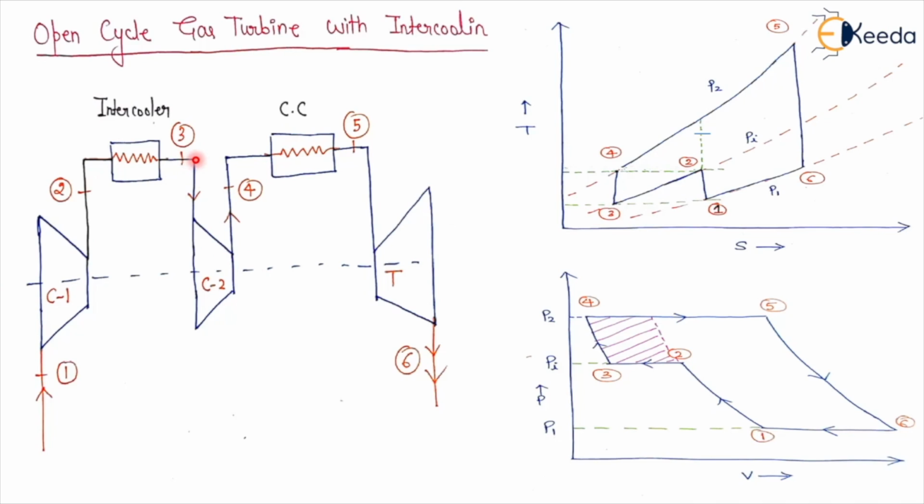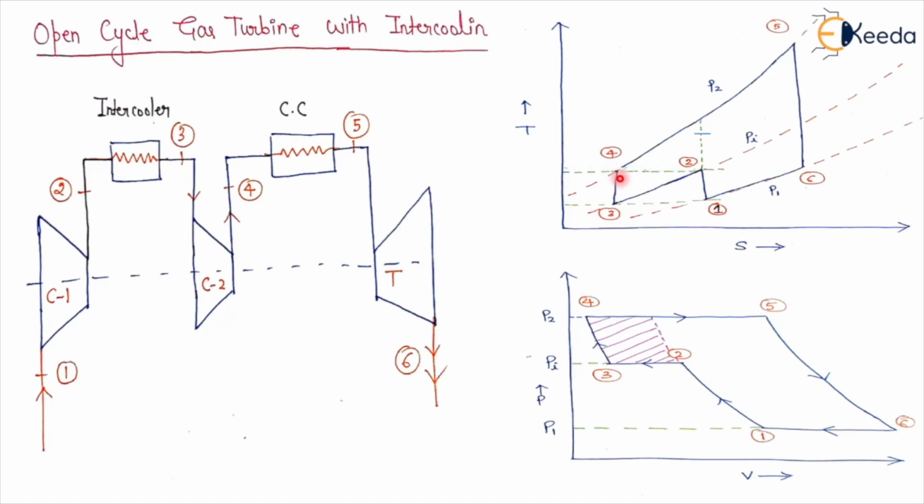Now the high pressure air will be sent to the second compressor, C2, and here the air will be compressed again. The pressure will increase from Pi to P2. So at point number 4, temperature and pressure are both increased from point number 3.